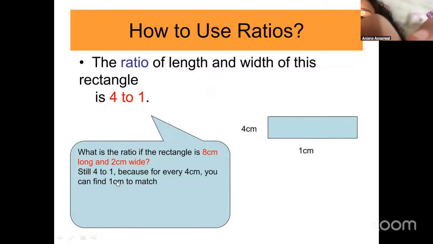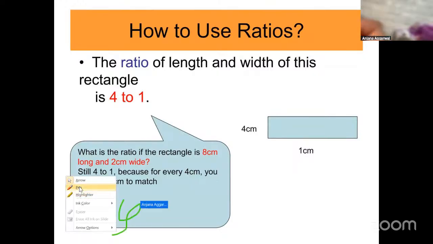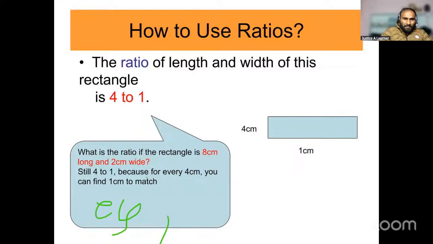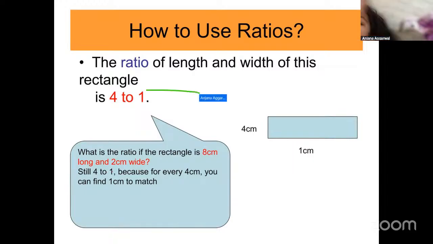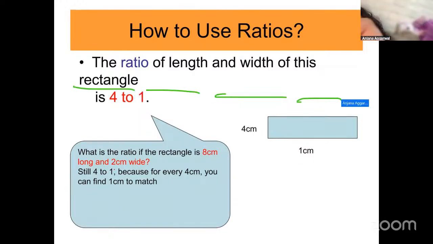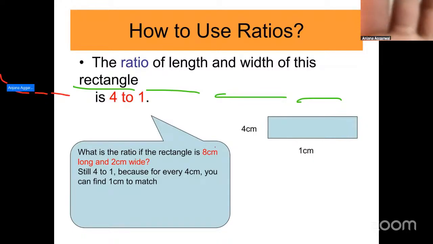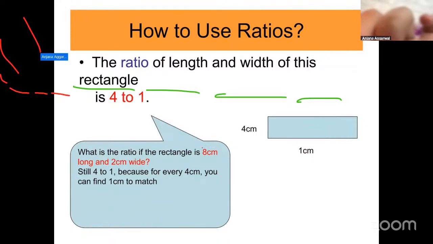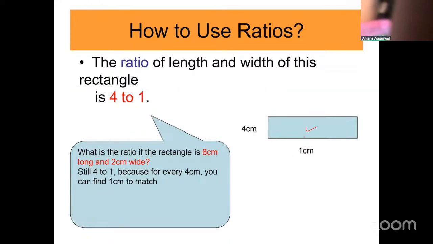Why did it say every 4 centimeters? It's 4 to 1 because for every 4 centimeters you can find 1 centimeter. So you've got 4 centimeters, 4 centimeters, 4 centimeters, 4 centimeters, and then you've got 1 centimeter. If you do not understand, this is a rectangle, right? And the question gives this data in written form. It's the same thing, just simplified.